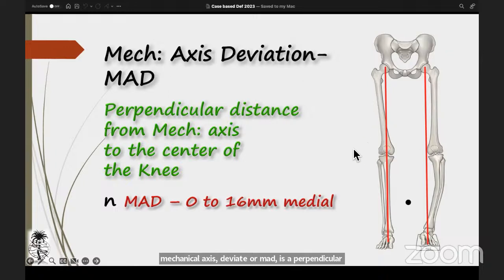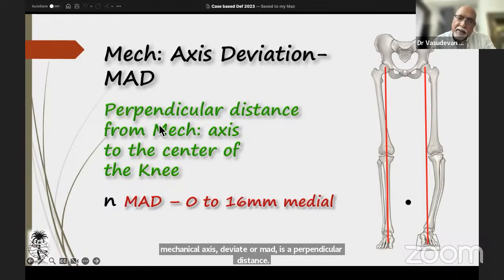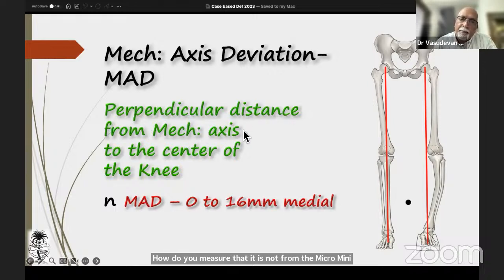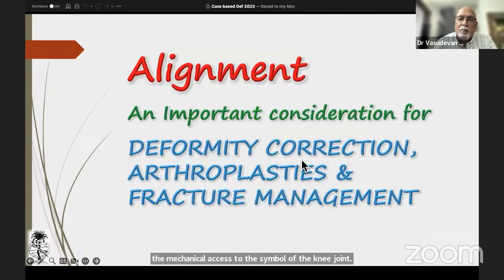It is not from the micro mini film. It is the real-time measurement of the perpendicular distance from the mechanical axis to the center of the knee joint. Normally, it is 0 to 16 millimeter medial. Now, alignment.